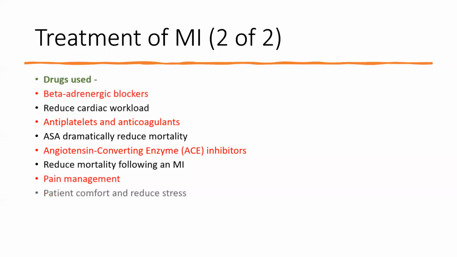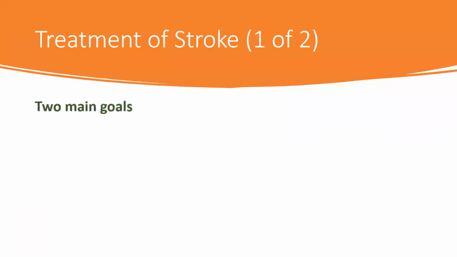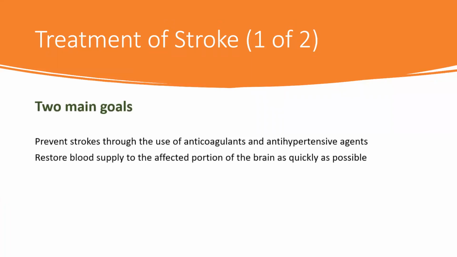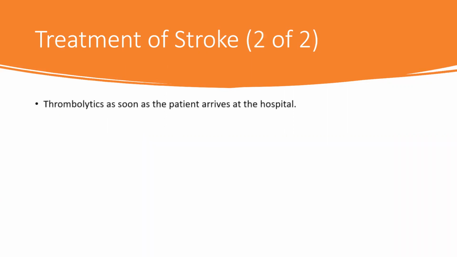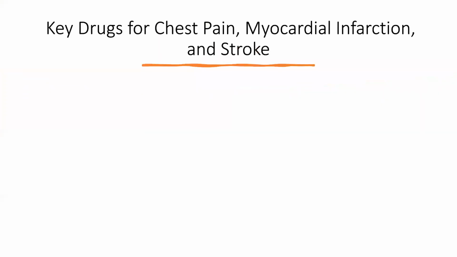We do pain management as well, for the patient's comfort and to reduce the stress. Some aggressive treatment of the cerebrovascular accident can increase the survival also. So we use the treatment for stroke. We have two main goals: prevent the strokes through the use of anticoagulants and antihypertensive agents, and restore the blood supply to the affected portion of the brain as quickly as possible. Other than that, thrombolytics are given as soon as the patient arrives at the hospital, and these agents are most effective if administered within 3 hours of the attack.